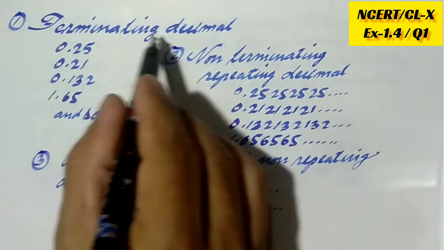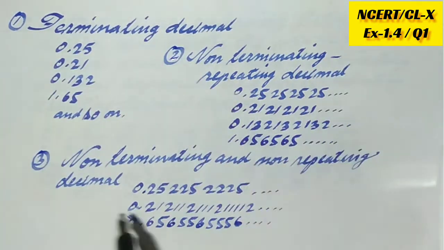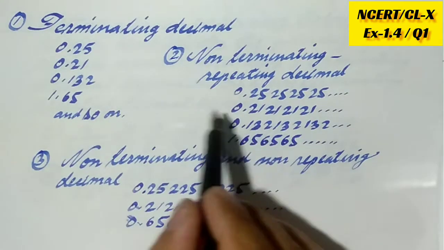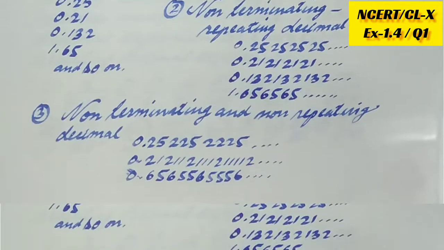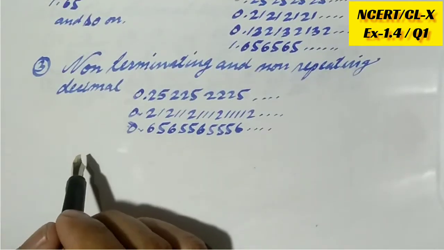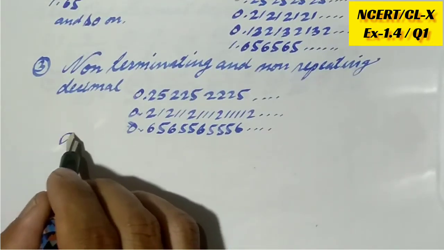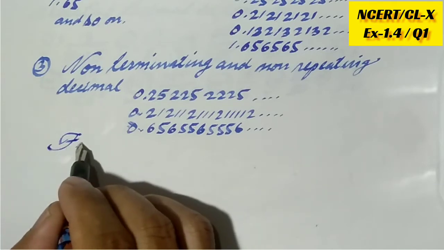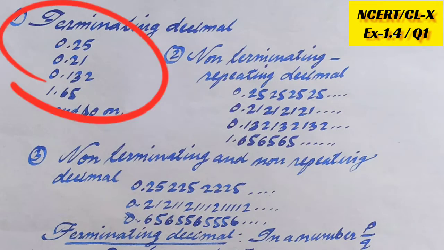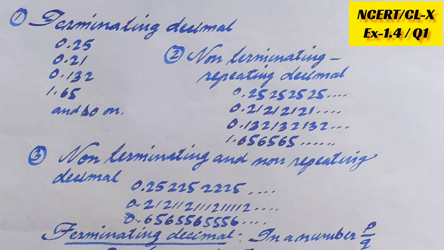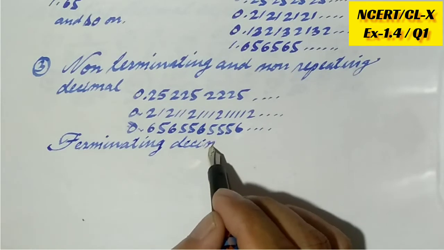See, all these three types have different properties. That means they have different patterns in the format of writing decimals. If you look, you will see the difference. So as we are going to solve this question number 1, let us first define what is a terminating decimal. That means a number given in the first type is a terminating decimal. So let me define here what is a terminating decimal.